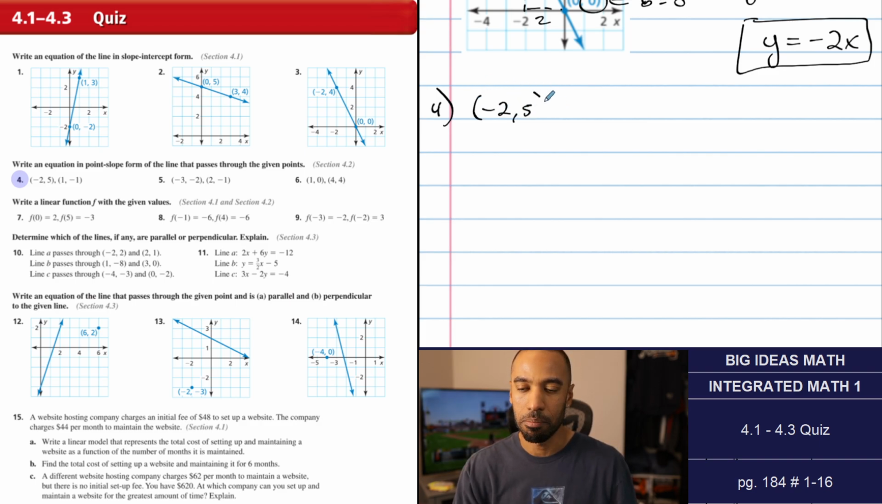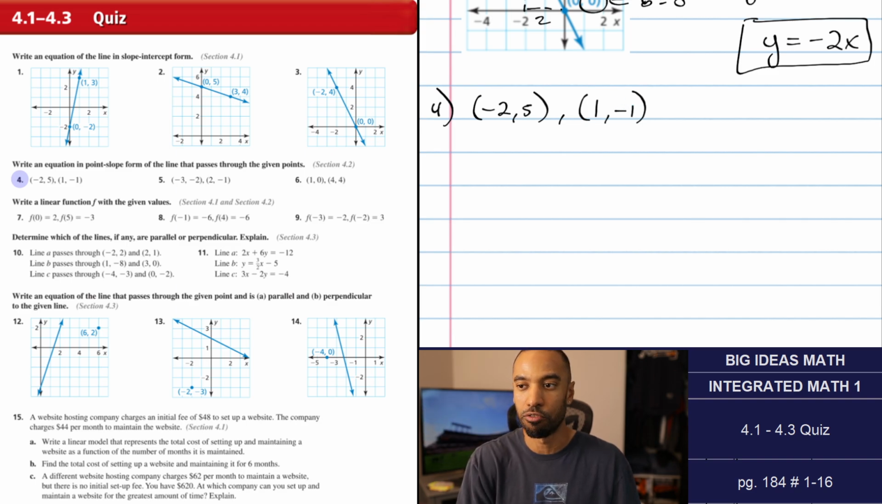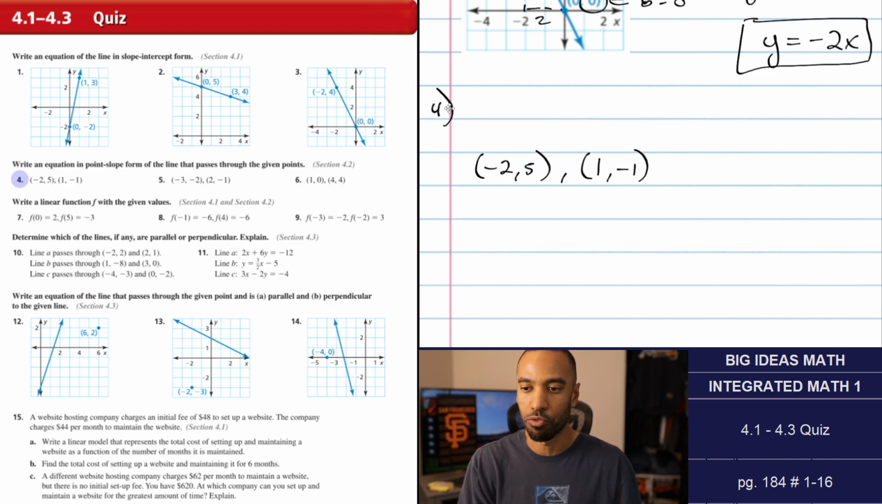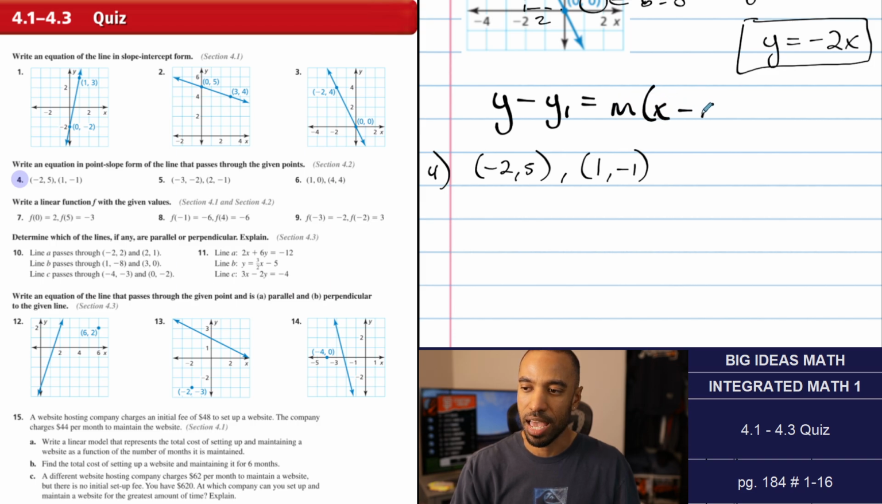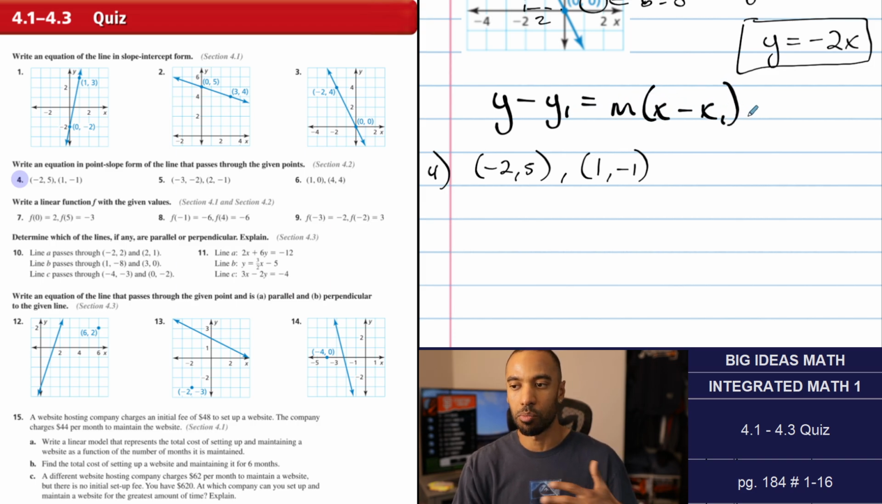Point-slope form is a lot better for this appearance because there's no extra work you have to do once you plug in your desired points you need for your form. Speaking of which, what does this formula look like? Point-slope form looks like y minus y1 equals m times x minus x1.